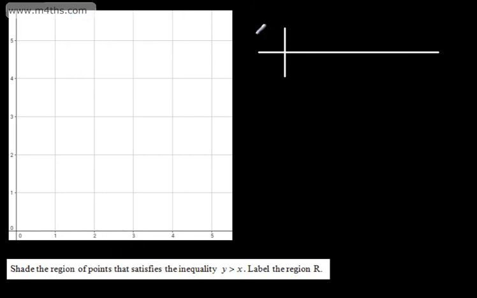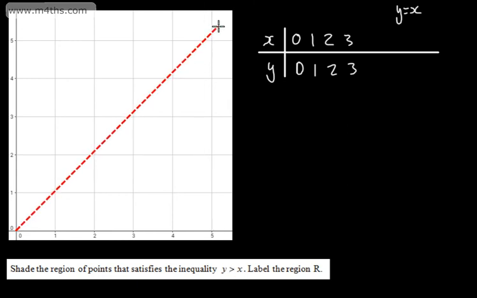So if we've got now x and y, and we want a table of values for y is equal to x, well, when x is 0, y will be 0. When x is 1, y will be 1. When x is 2, y will be 2. When x is 3, y will be 3. What we have is a diagonal line through 0, 0, 1, 1, 2, 2, and so on and so forth. Okay, so what we need then is y is greater than x. So let's just put this line on to start with, and that'll look something like so. So this is the line y is equal to x.